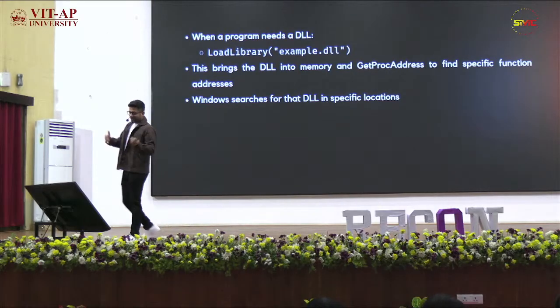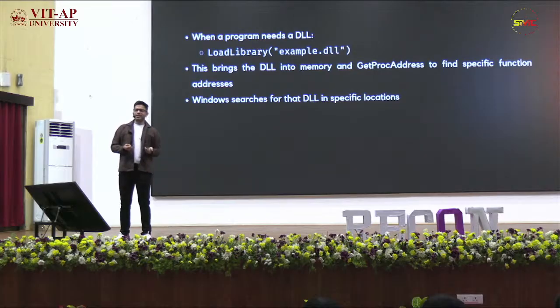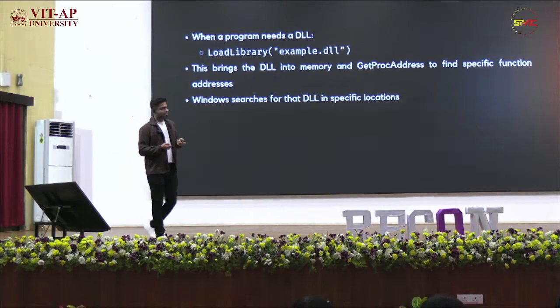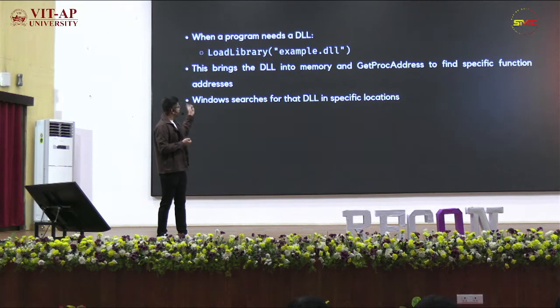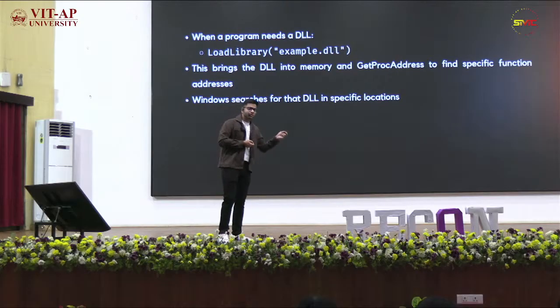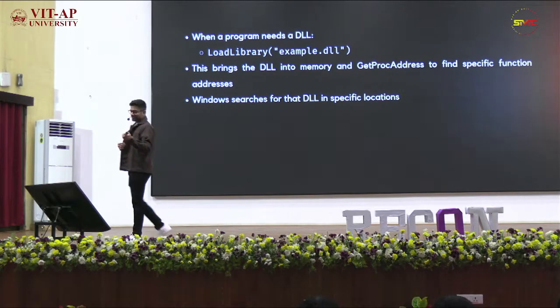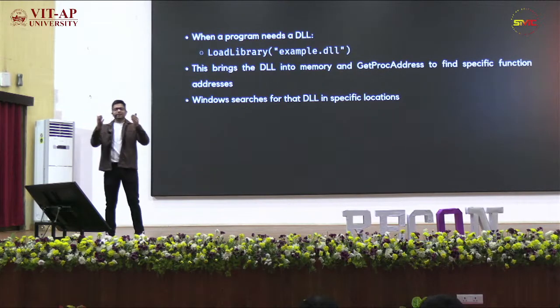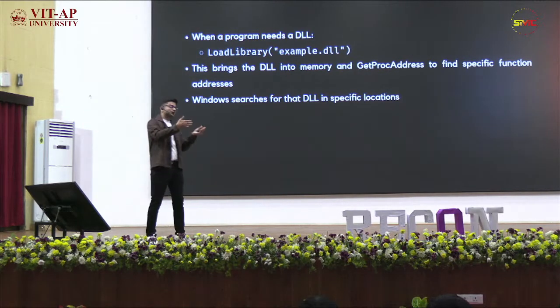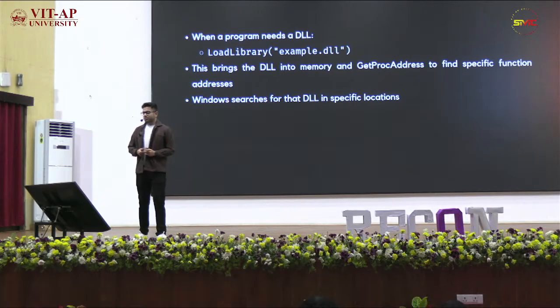So if you go a bit deeper, how does your program load a DLL? In C#, there is a function called LoadLibrary, and then you write the DLL name. LoadLibrary is itself defined in some other DLL. It's defined in kernel32.dll. So when you are trying to load something, that function is also loaded from somewhere else. Then your DLL is loaded into memory.